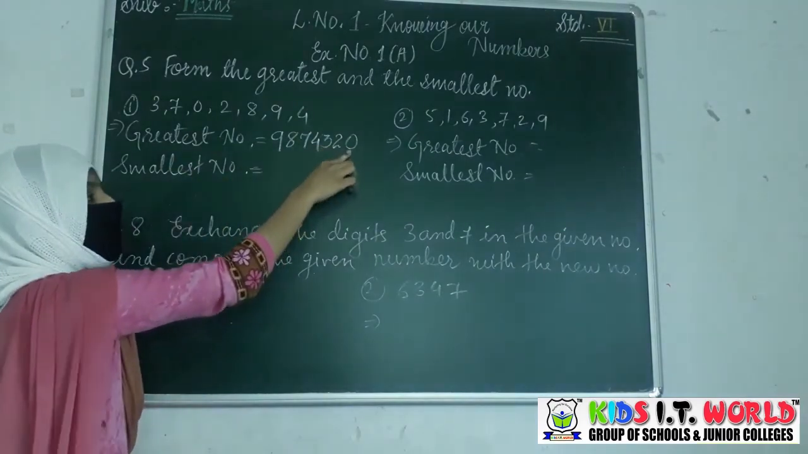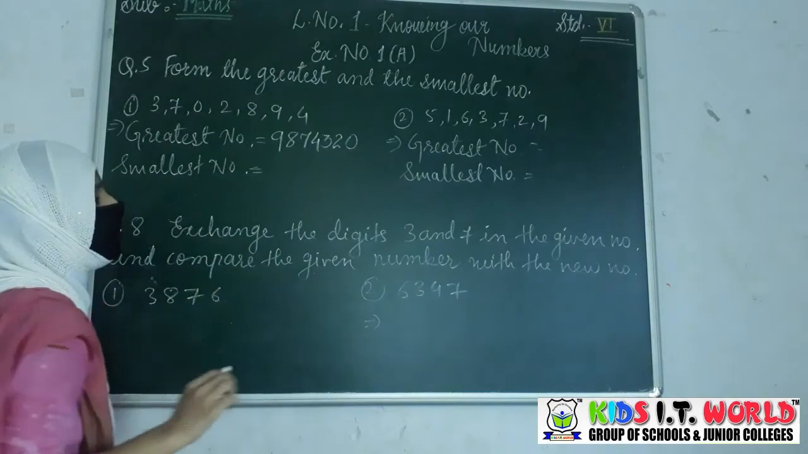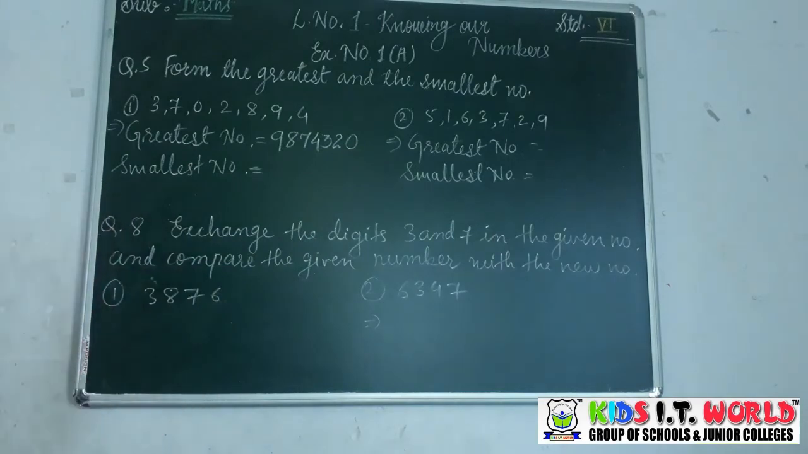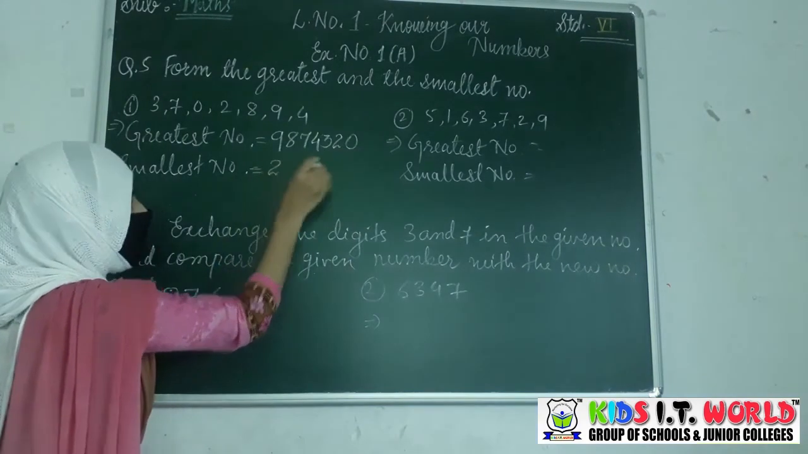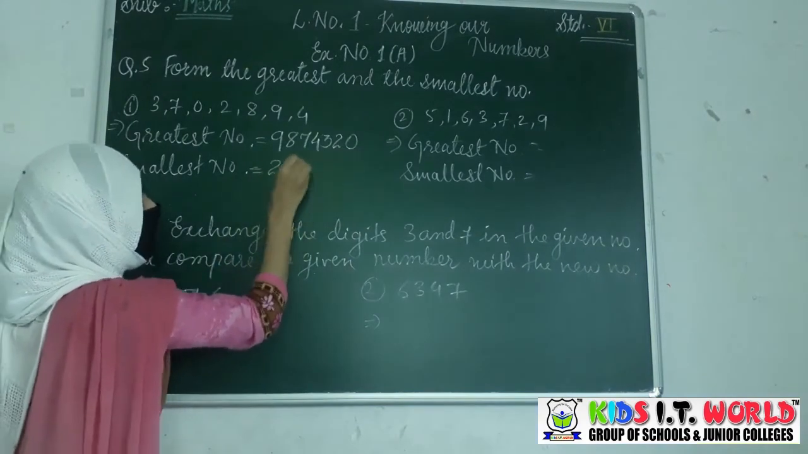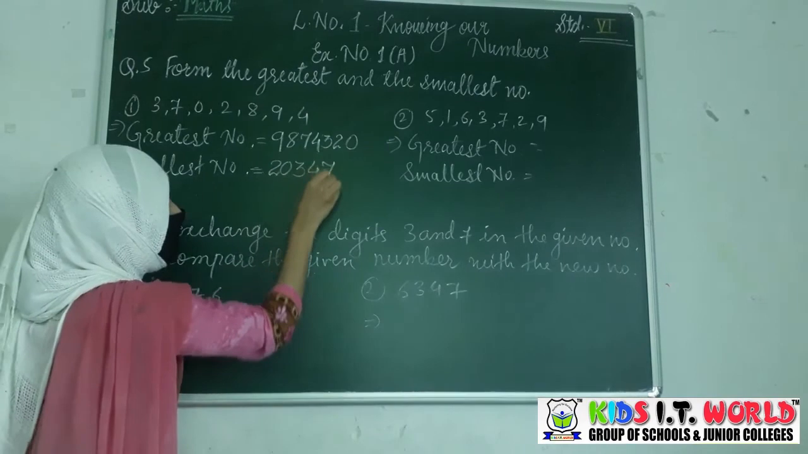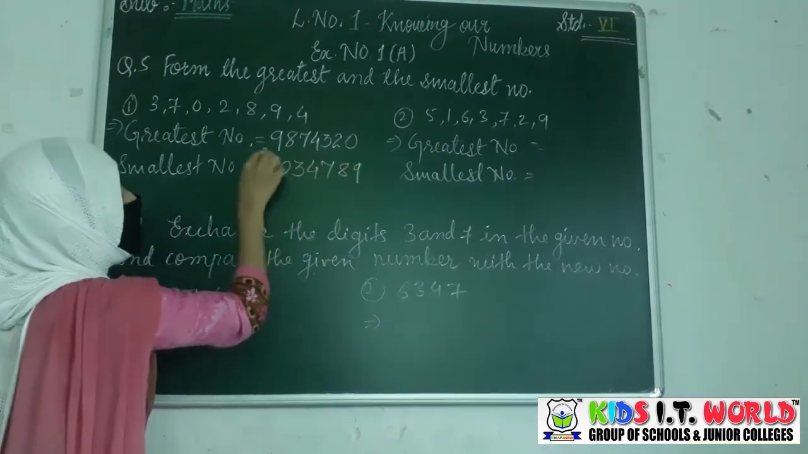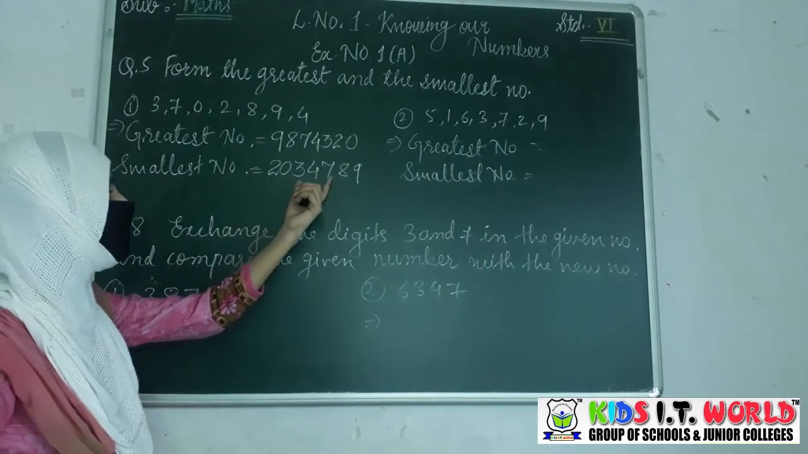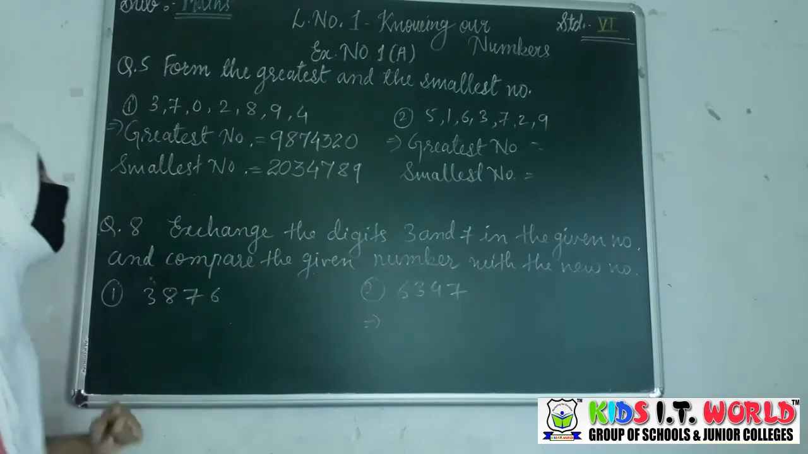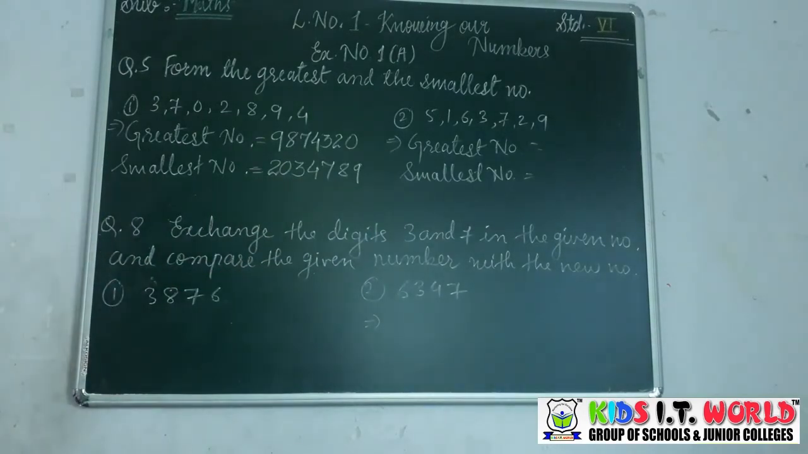Now here the smallest is 0, but you can't start any number with 0 because it would be meaningless. So after 0, which number is smallest? 2. So you will start the number from 2, then write down 0, then 3, 4, 7, 8, 9. Reverse it to get the greatest number. So you got 20,34,789. In this way, you have to form the greatest and the smallest number using the given digits.